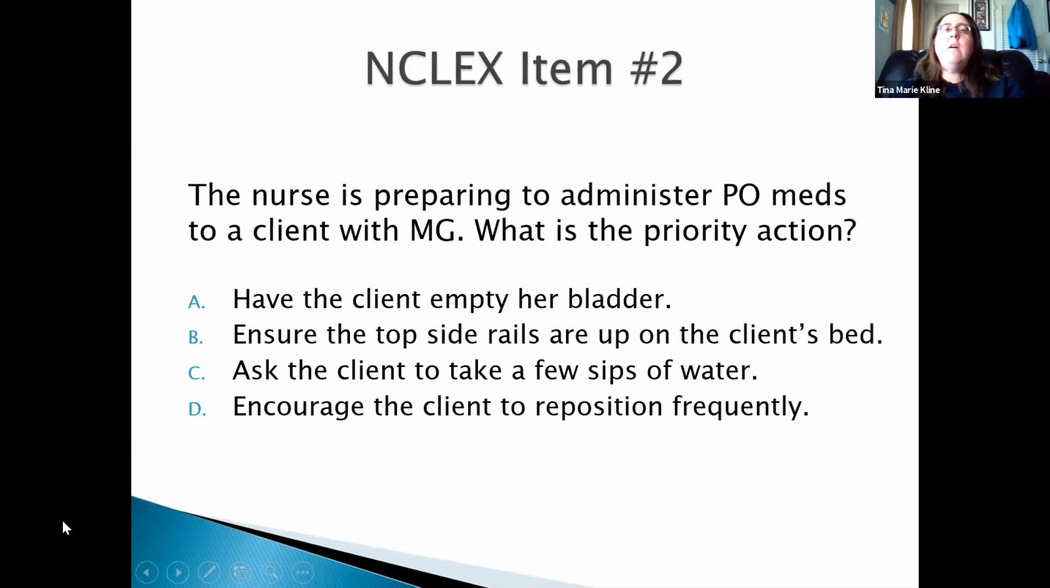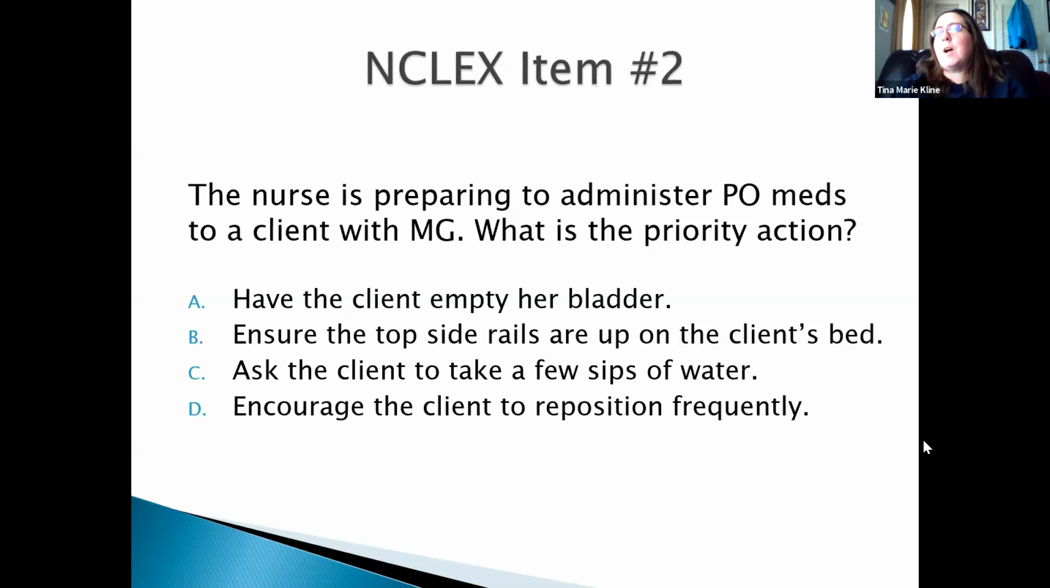Okay, so now you are the RN, you're getting ready to administer PO meds to your client with myasthenia gravis. So what is your priority action? Okay, what is your priority action? And you can go ahead and stick your answer in there. See what you think. There we go. Now they're rolling in. I got to figure out how to do this poll. All right, looks like we're pretty much set on C.